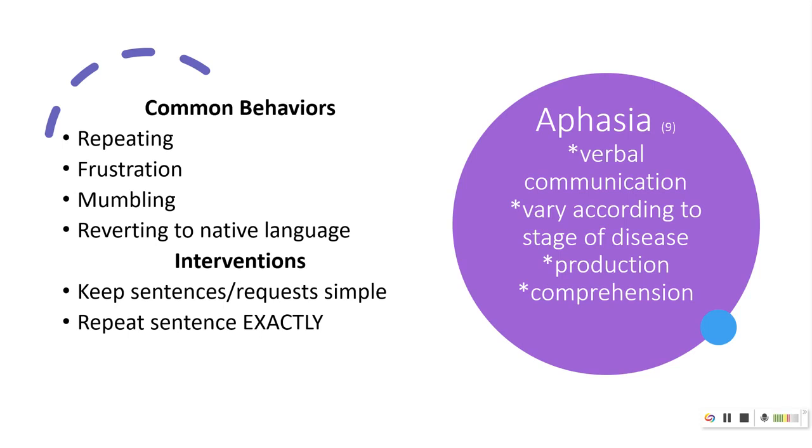Okay, the next A is called aphasia, and this is verbal communication. This is going to vary depending on the stage of the disease that they're at. So again, it's important to know what stage of the disease our elders are at as we're talking about how we manage these behaviors, knowing that it's going to get progressively worse.